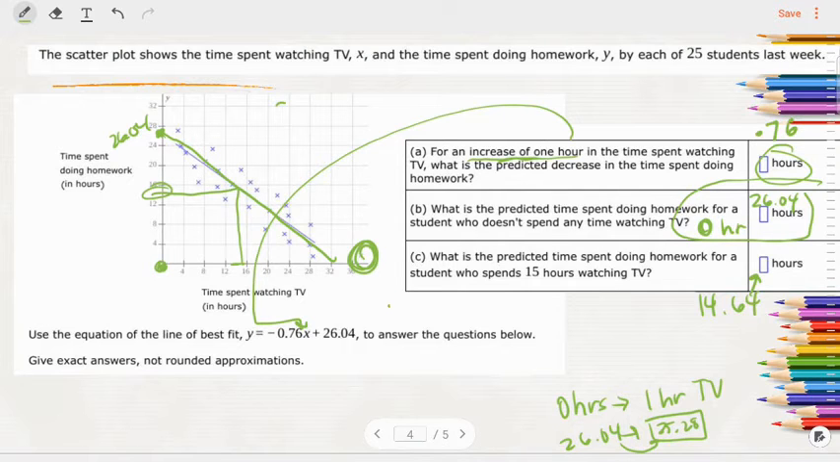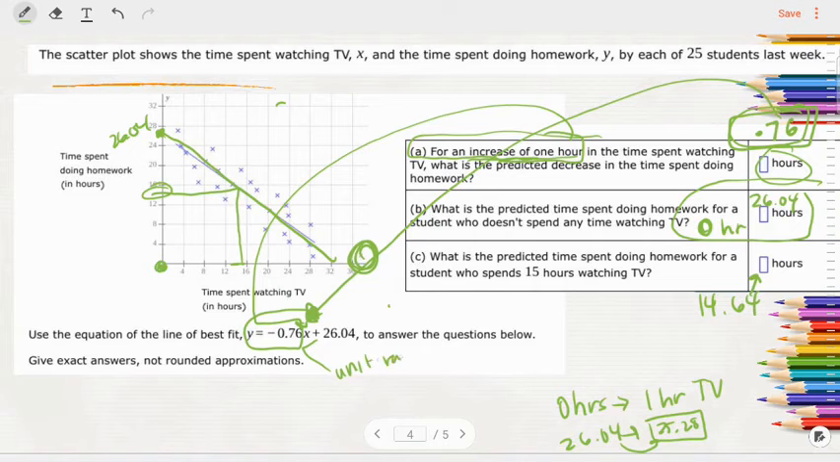Now, that was quite a bit of work, and it would get kind of frustrating to do that again and again and again. So I want you to notice one thing. 0.76 is this number right here. My slope. Anytime it asks you about an increase of 1 hour, they're really asking you for the slope. This slope stands for my unit rate. And this is my unit rate. So the predicted decrease is 0.76.